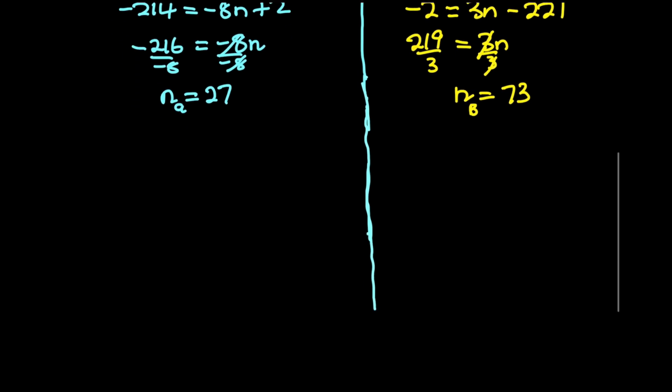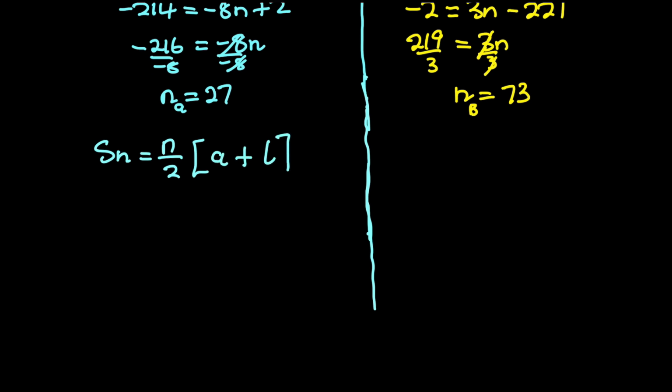So let's go back to the A1. We're going to find the sum of the A1. So we know the sum of n is equal to n over 2. I prefer using this one because we already have the last term. So that's why I'm using this formula. But you can use the other formula, you'll just get the same thing.